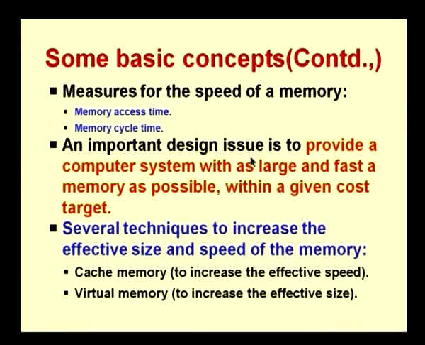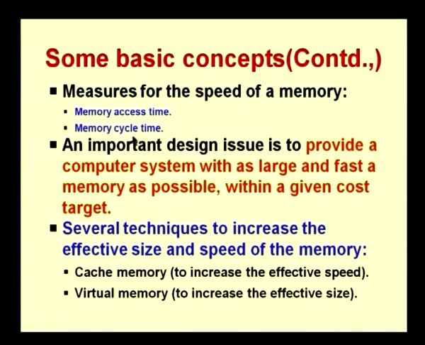Another important design issue is to provide a computer system with as large and fast a memory as possible within a given cost target. So, what we need to understand is: I have got a memory device that has some capacity. What will be the cost of this particular device, and how fast can I access data from it? Again, you can see access time and cycle time are important factors. How large is my memory system, how fast can I access it, and what is the cost? This is a very important aspect.